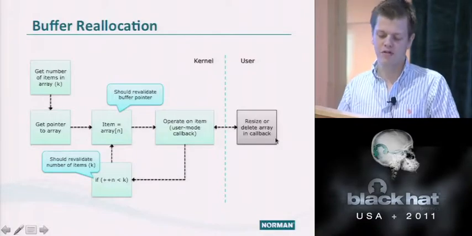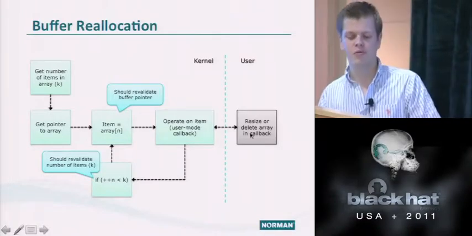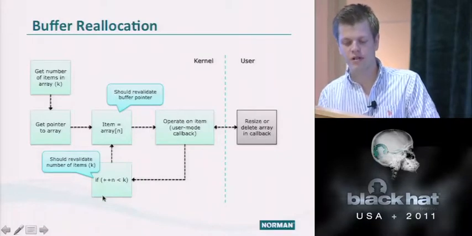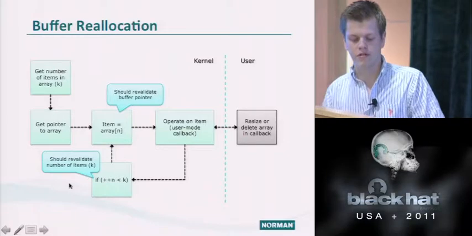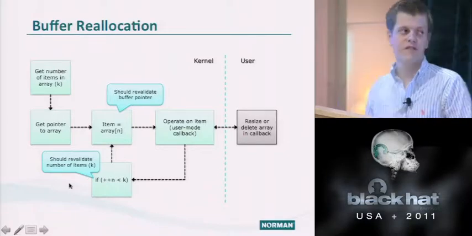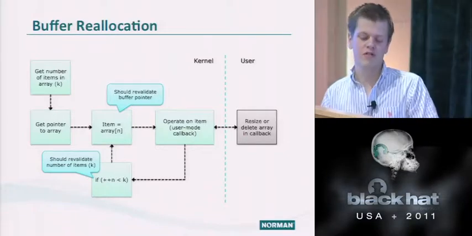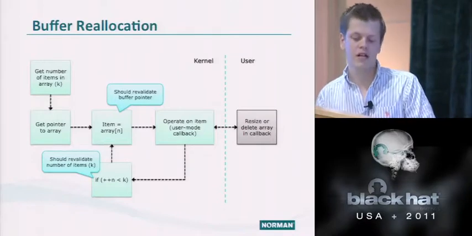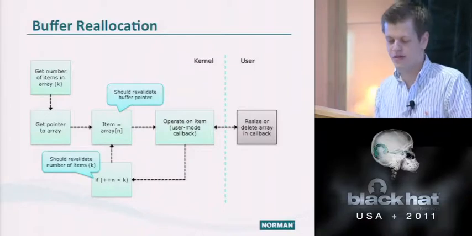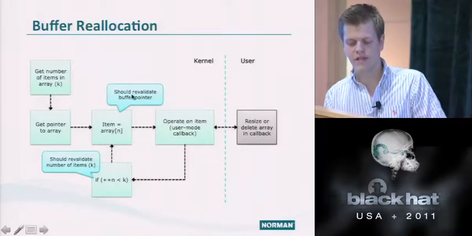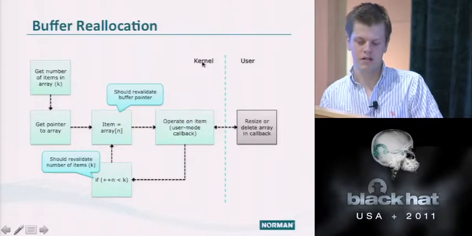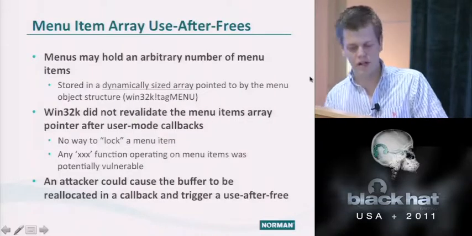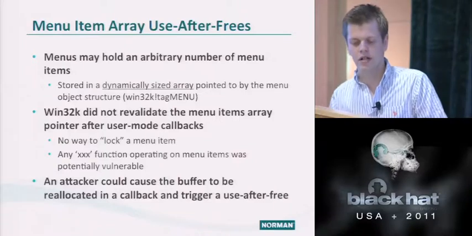You might have a user mode callback in which you could resize the array itself. And then when you return, you usually check if there are more items. And if you don't revalidate the total number of items in the array, you can be screwed as well. So the lack of these checks could easily end up in vulnerabilities. There were a lot of them in menu item handling.